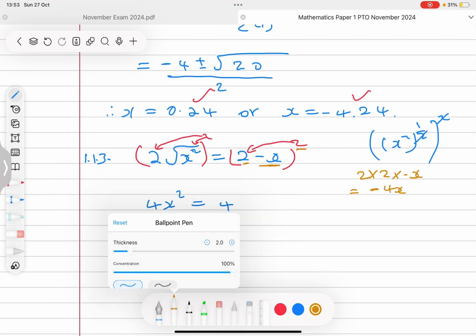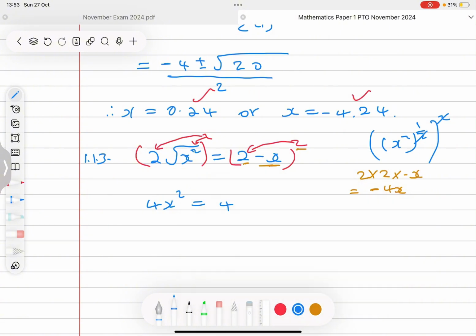So it means here we'll have negative 4x. Then we square the negative x. We say negative x squared, right? We're squaring this last part here. Then it will give us a positive x squared, because we know a square of a negative number is a positive number. So now we have 4x squared is equals to 4 minus 4x plus x squared.